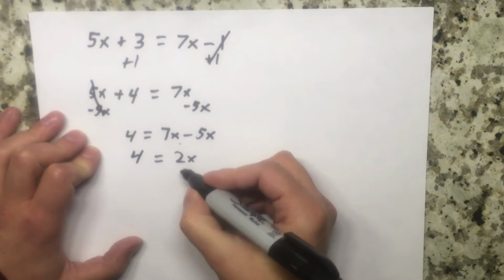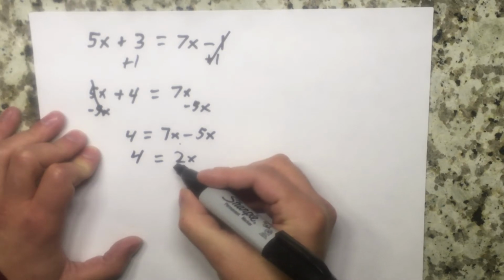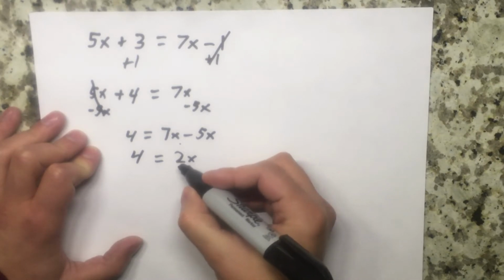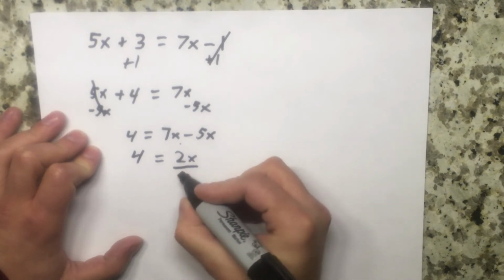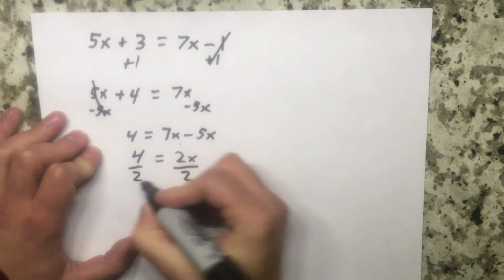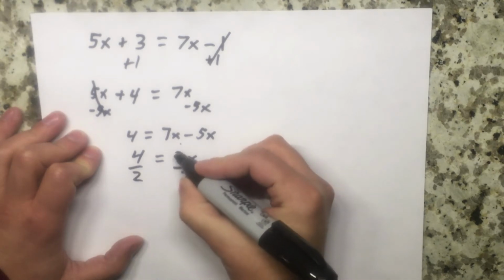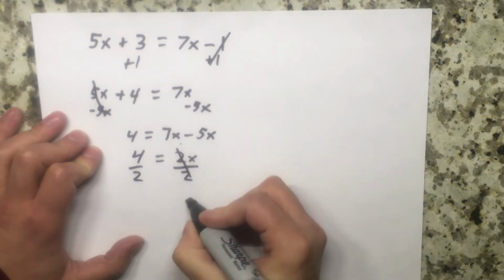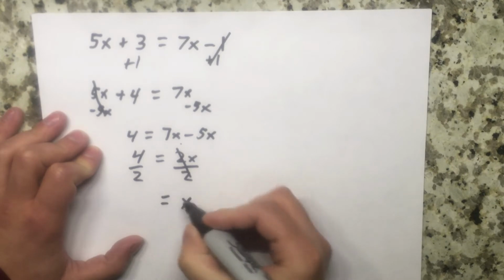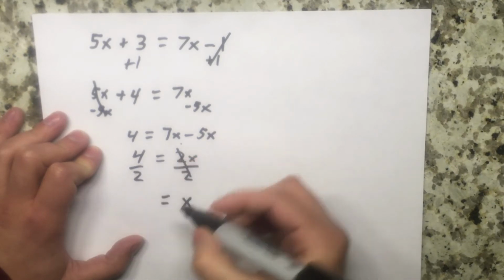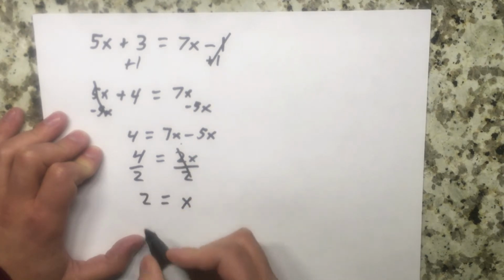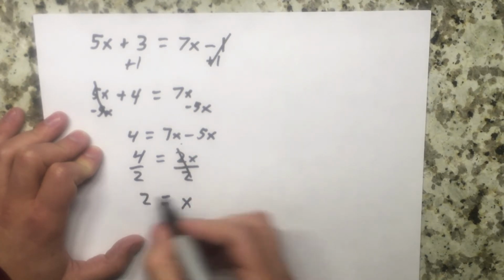Now what we want to do is we want to get rid of this 2. So in order to do that, we're going to divide both sides by 2. These will cancel out, which will leave us with just x on the right side. And over here we have 4 divided by 2, and that's 2. So our answer is 2. X equals 2.